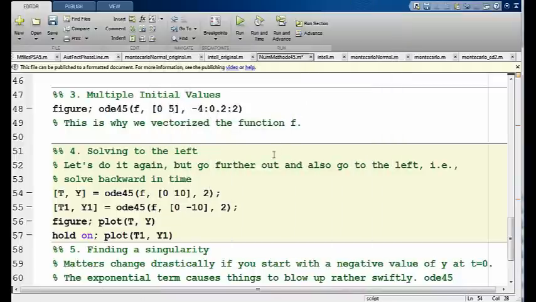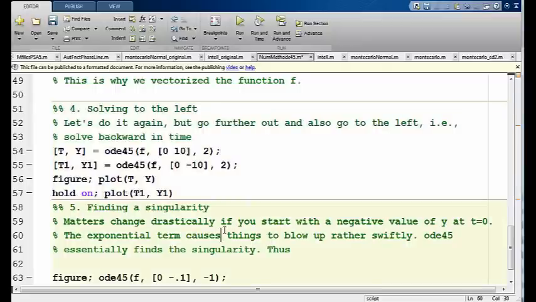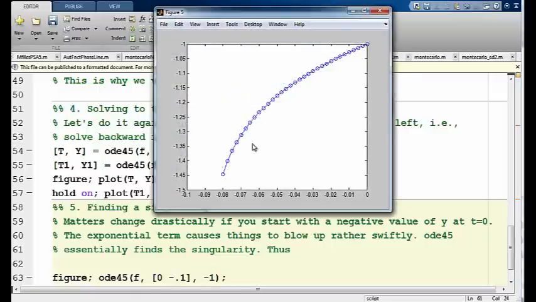And finally, how can we find a singularity? Well, now it's changed drastically if you start with a negative value of y at t equals 0. Then that e to the minus y cubed is a huge positive number, and the exponential term causes things to blow up rather swiftly. And ODE45 essentially finds the singularity. So now I'm going backwards. I started out with y of 0 equal minus 1, and I try to solve from 0 to minus 0.1. You'll see we don't get there. ODE45 says things are starting to get very dicey at minus 0.08, and in fact, there's a singularity very close to that value.